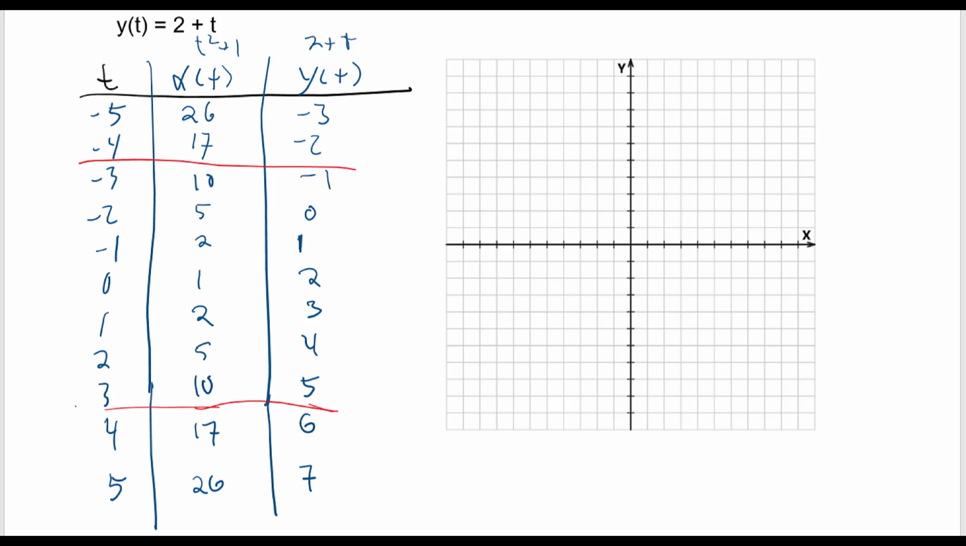Okay, so we start off with 10 for x. So 1, 2, 3, 4, 5, 6, 7, 8, 9, 10. 10 for x corresponds to -1 for y, right there. 5 for x corresponds to 0 for y. 2 for x corresponds to 1 for y. 1 for x corresponds to 2 for y. Then 2 for x corresponds to 3 for y. Then we have 5 for x corresponds to 4 for y. And then we're back to 10 for x corresponds to 5 for y.